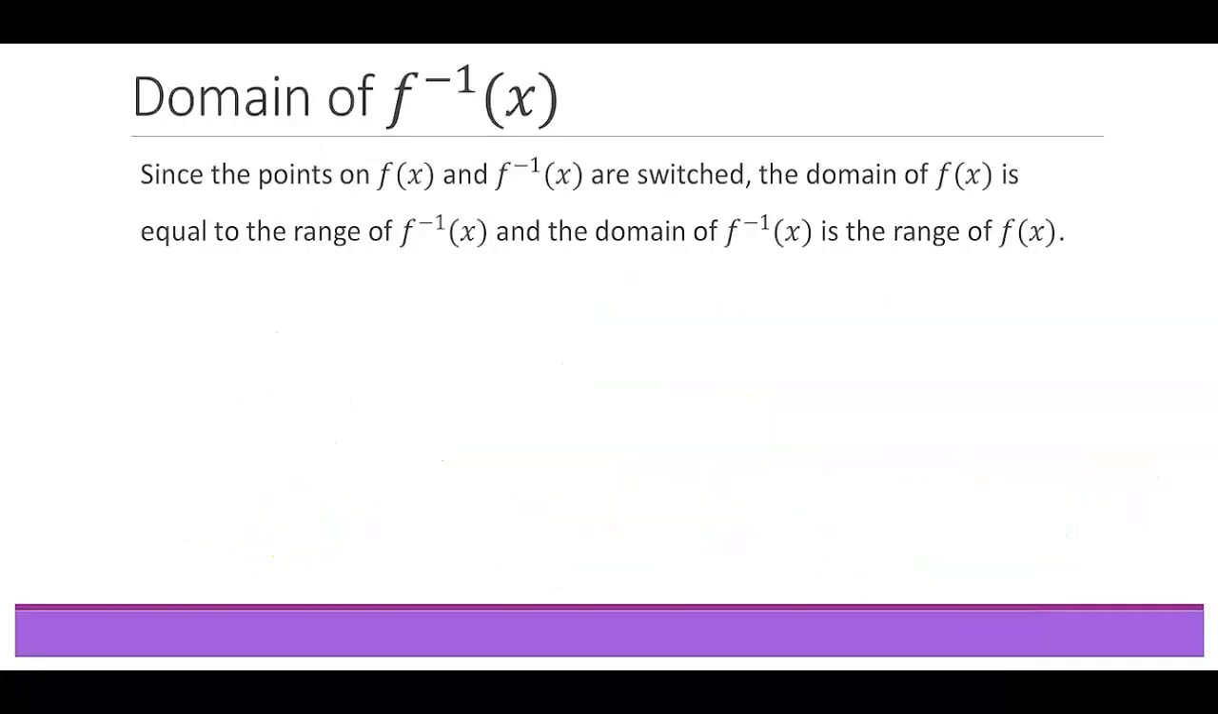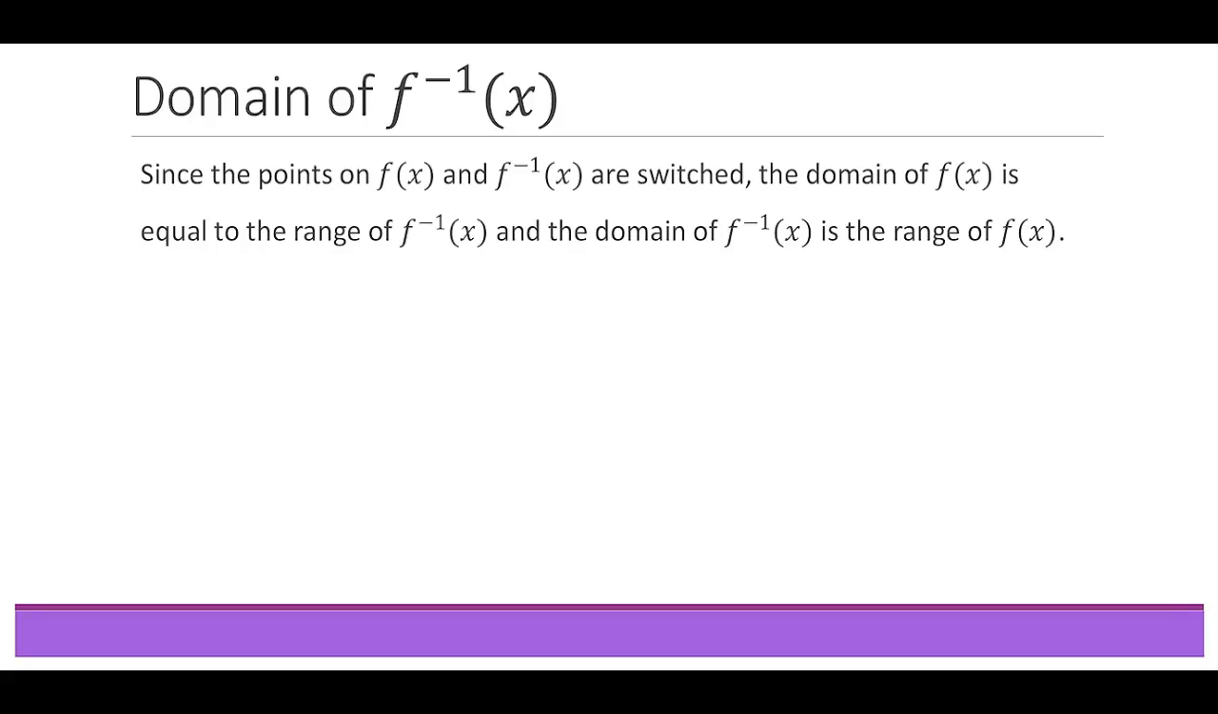With the graphs, we have already been sort of talking about the domain of an inverse, but let's go ahead and clarify a few concepts. So the domain of f inverse of x. Since the points on f and f inverse are switched, the domain of f is equal to the range of f inverse, and the domain of f inverse is the range of f of x. It all goes back to the concept of the numerical understanding of an inverse, that x and y switch places.